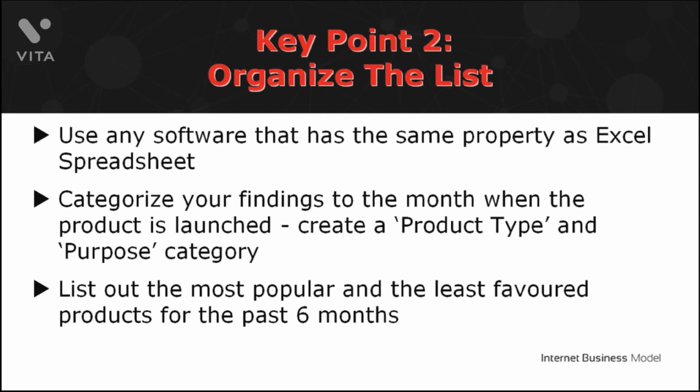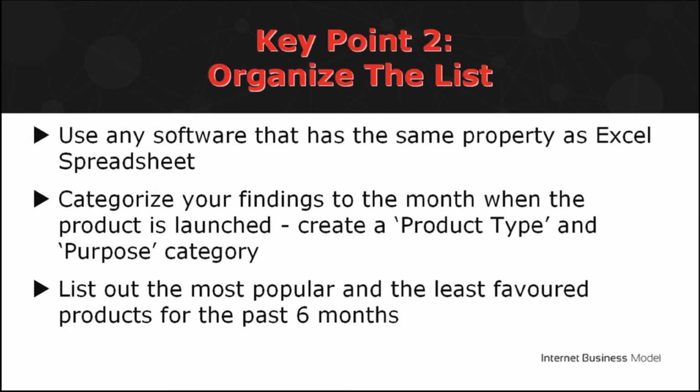The last category and column is purpose. For example, is the product created for traffic or list building, email marketing, SEO, or logo and graphics creation? This is your job to organize your research so you can easily analyze and measure the data.